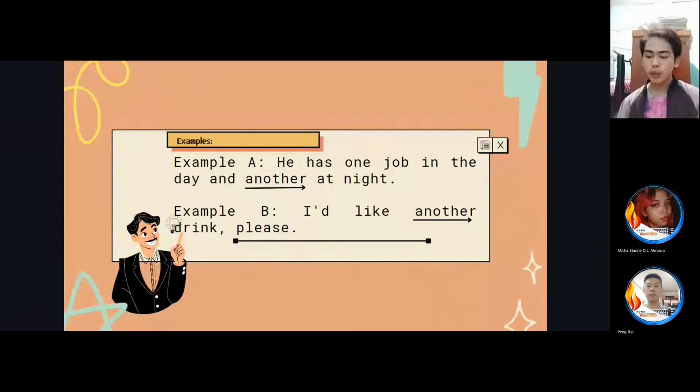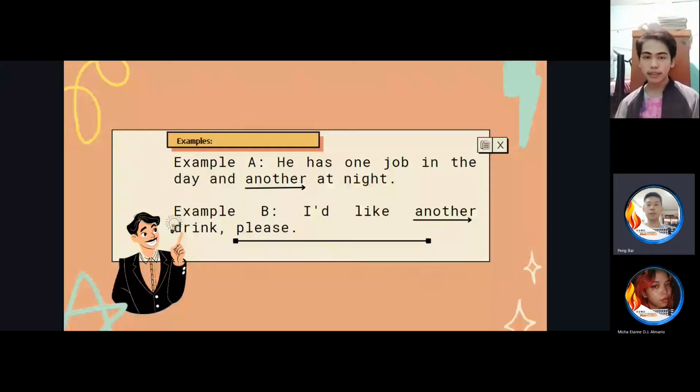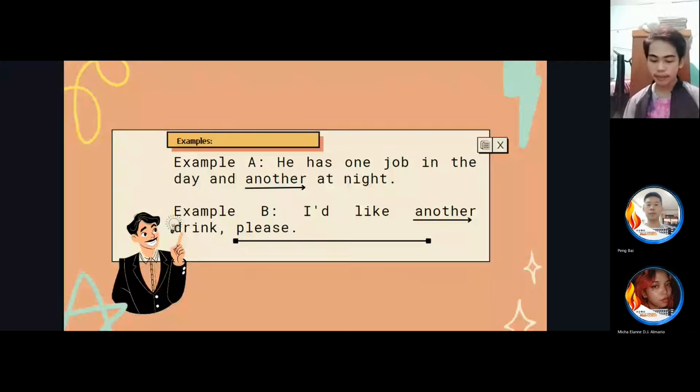Correct. So what does another function as in example A? It functions as a pronoun, sir. Yes, it does. What about example B? Mr. Bai, please read. Okay, sir. I'd like another drink, please. As you observe, the word another is used in both sentences A and B. However, would you still think another in sentence B functions as a pronoun or not?